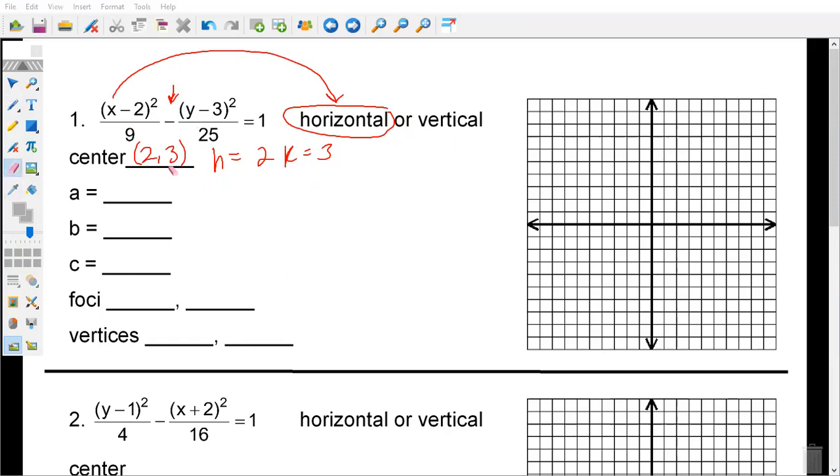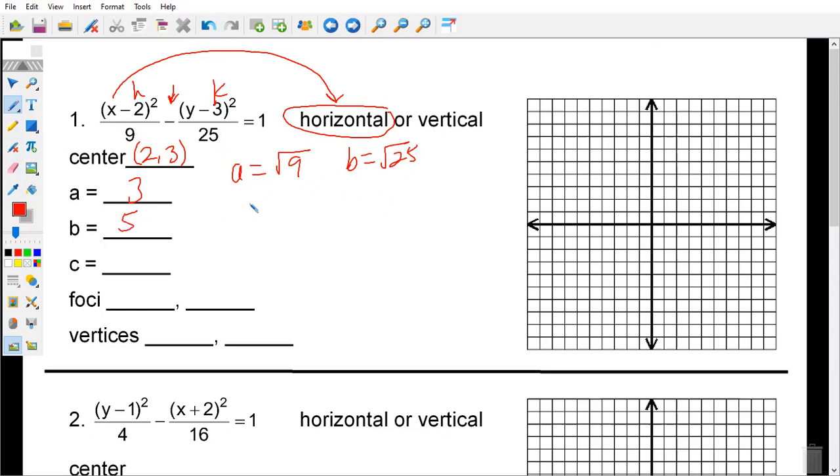I didn't mean to write it there. I don't know why I wrote it there. It takes up a space. So we have our h and we have our weird looking attempt of a k. There we go. Your A is the square root of your first denominator, and your B is the square root of your second denominator. So A equals the square root of 9, which is 3. B equals the square root of 25, which is 5.